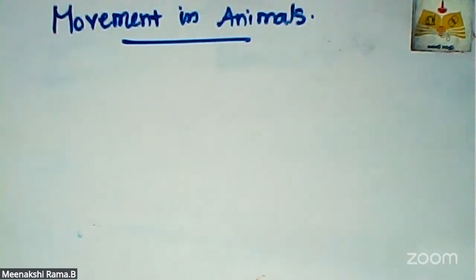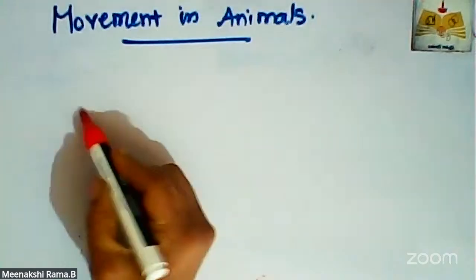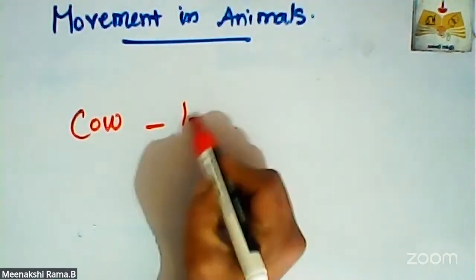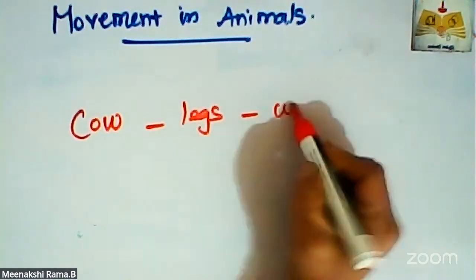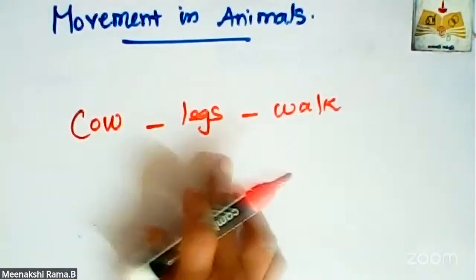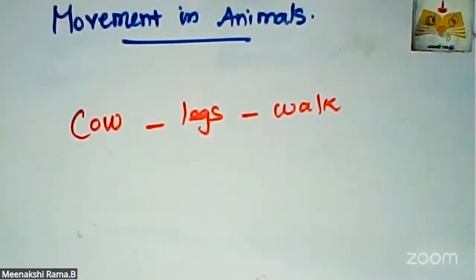Yes, different kinds of movements. Cows walk with the help of their legs, snakes use their whole body to slither or crawl, birds use their wings to fly, and fishes use their fins. So there are different kinds of animals. Okay, cows use their legs to walk.